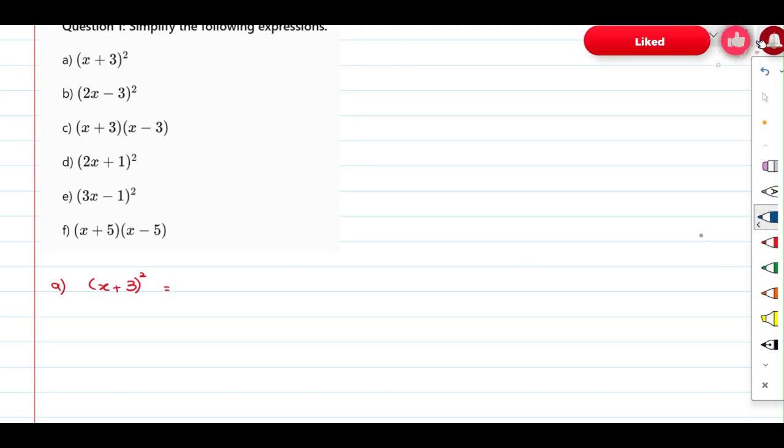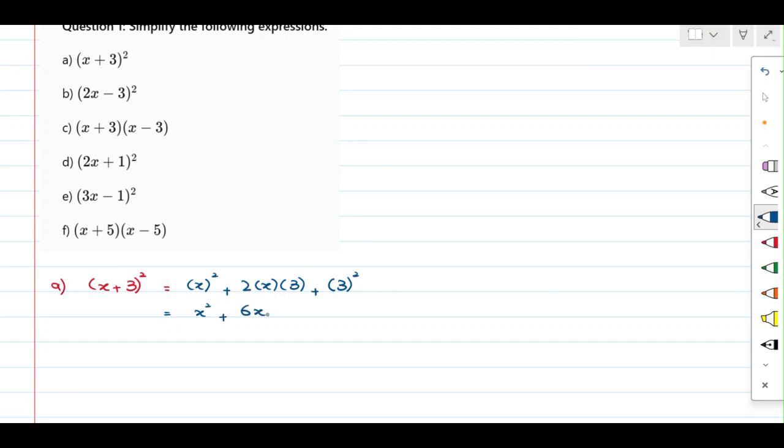Okay, so x plus 3 whole square means a plus b whole square: the first term square, plus 2 times the first term times the second term, plus the second term square. So x square is as it is. 2 times 3 is 6 with x, 3 times 3 is 9. So this is the simplified expression for the first one. Now let me try part B. In part B, we have 2x minus 3 whole square.